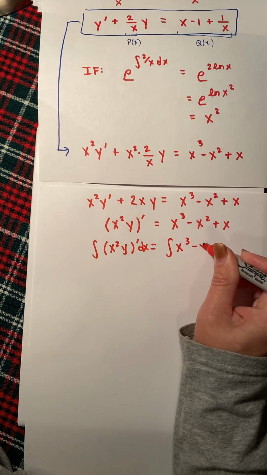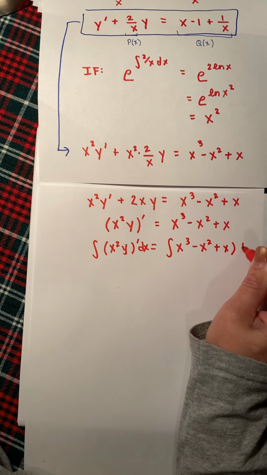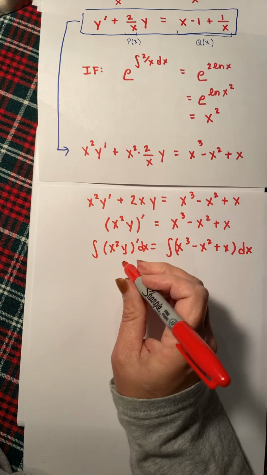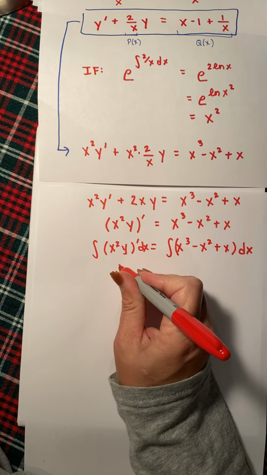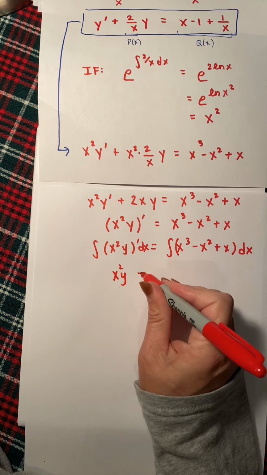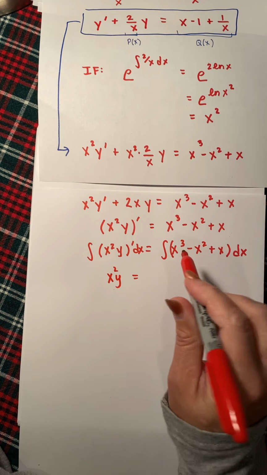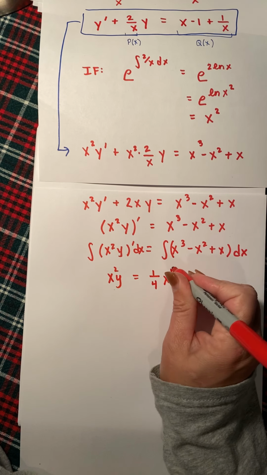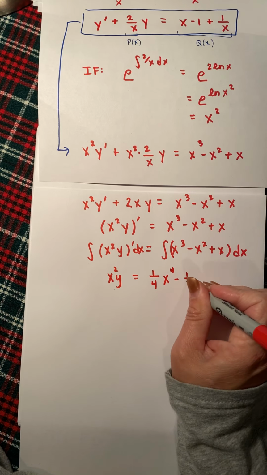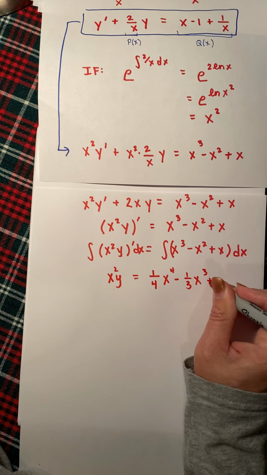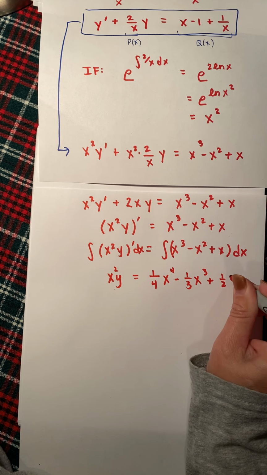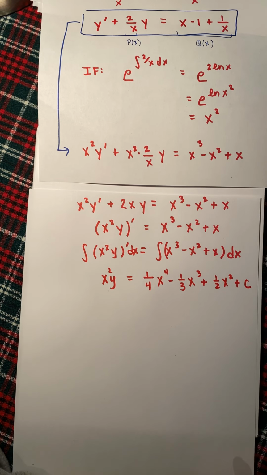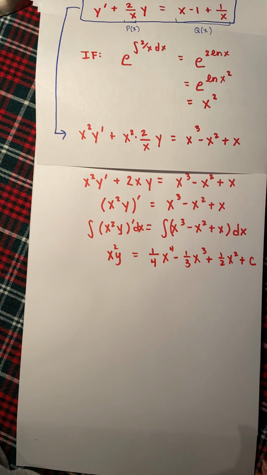x cubed minus x squared plus x. The antiderivative of a derivative is just the integrand. So x squared y is equal to, now let's integrate the right-hand side. The antiderivative of x cubed is 1/4 x to the 4th, minus 1/3 x cubed, plus 1/2 x squared, and we put our integration constant over on the right side.